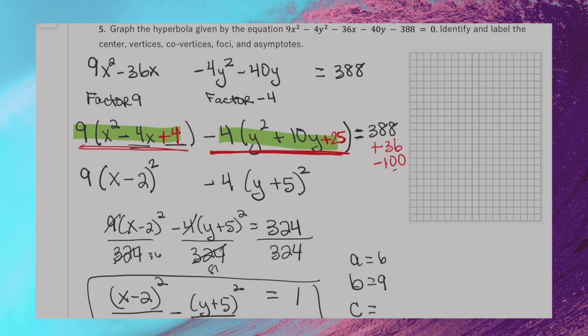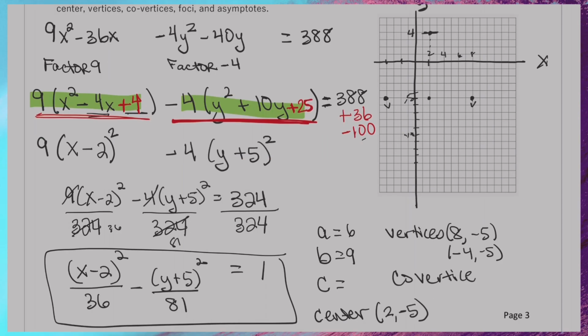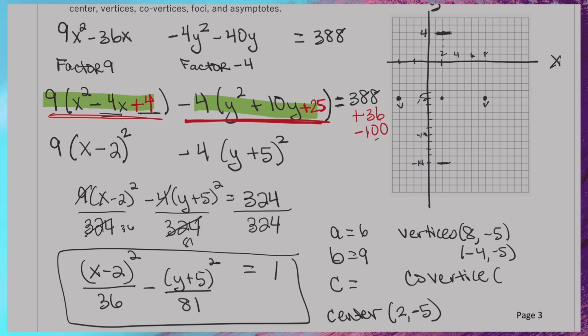So let's get a grid on here. Here is (2, -5). Then (8, -5), and (-4, -5). Okay? Got my center and my vertices. Now the co-vertices: 9 up and 9 down puts me here. I don't like labeling them, but they are (2, 4) and (2, -14).